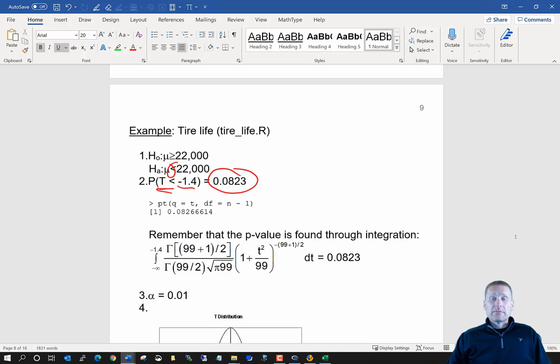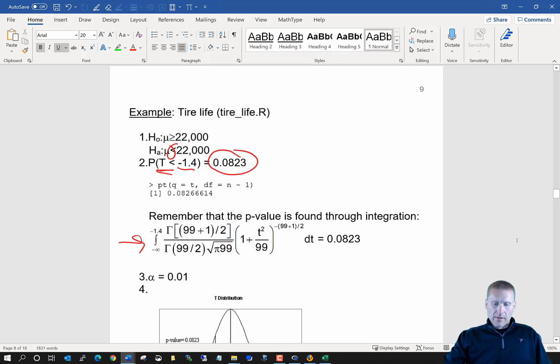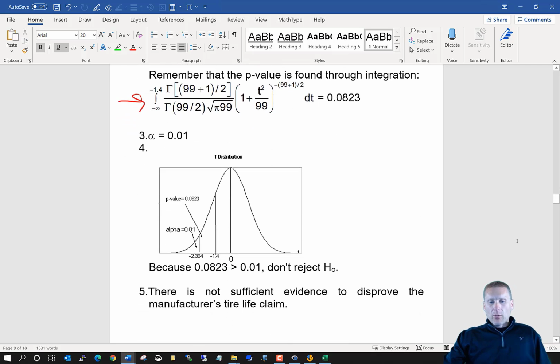How do I find that? I use the pt function. But again, one could actually use calculus to do that as well. Alpha is 0.01.